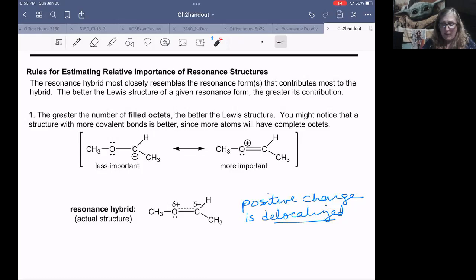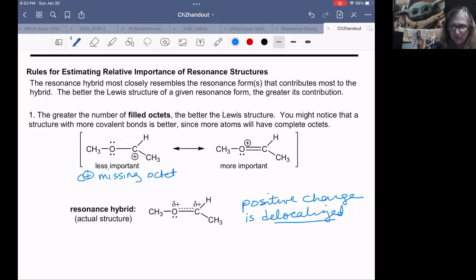Now when I compare these two, I see that this one is missing an octet. Do you see this carbon has only 3 bonds? It has a total of 6 electrons around it. This has a carbocation in the structure. So the carbocation, the carbon with a positive charge, is missing an octet.